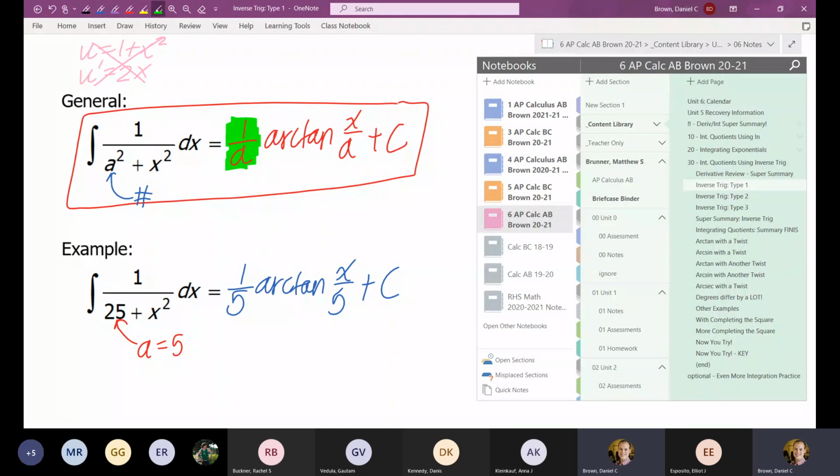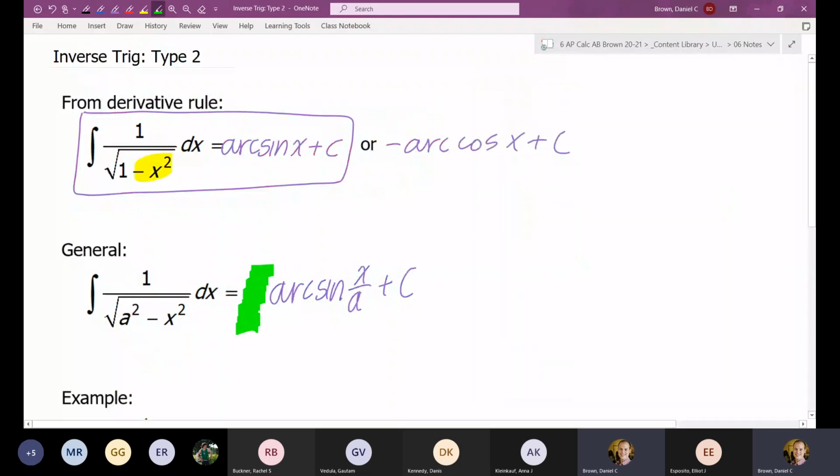The short answer for why there is no 1 over a: it kind of deals with the square root sign, and if you did all the algebra, it would cancel out. But for us, it's just going to be easier to memorize. Arc sine does not have a 1 over a built into it in front.